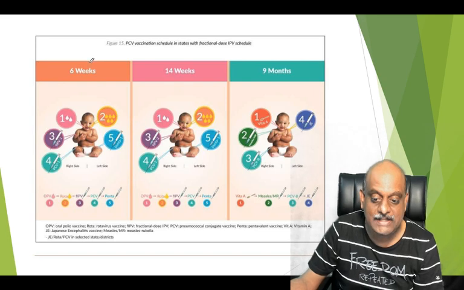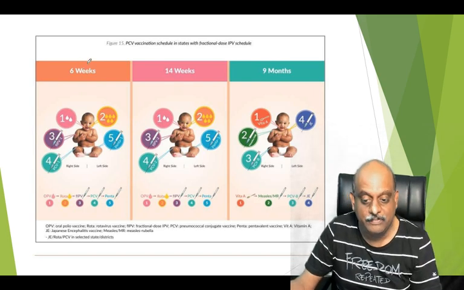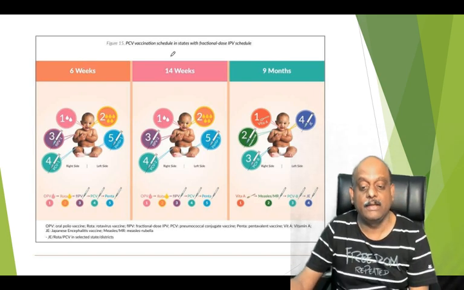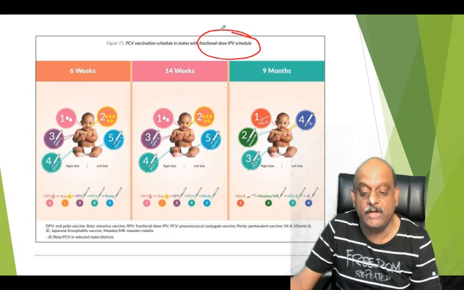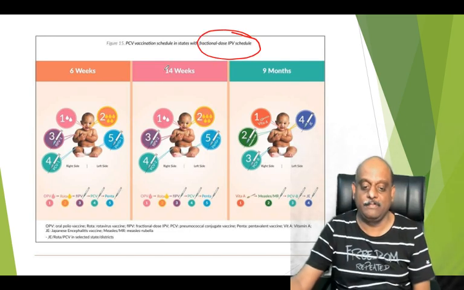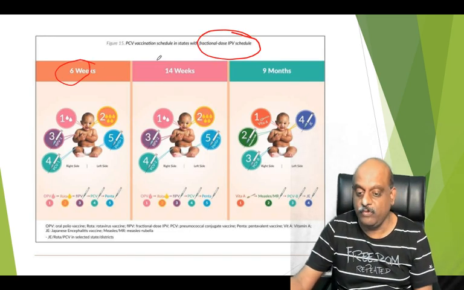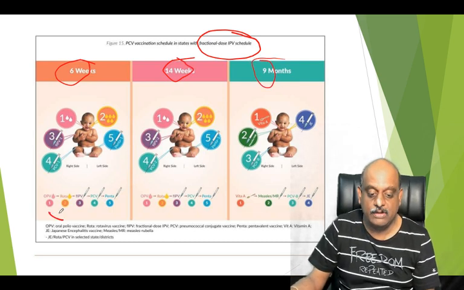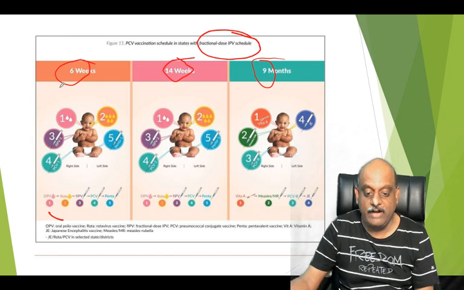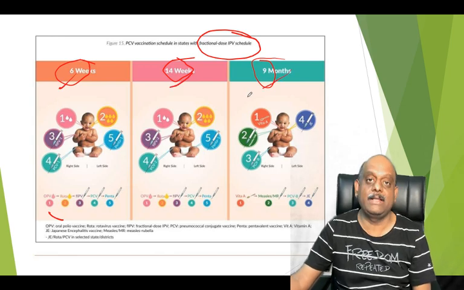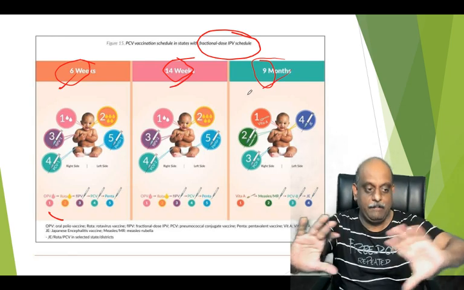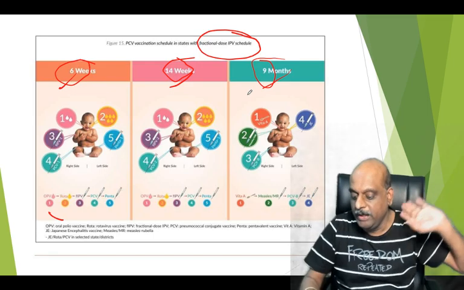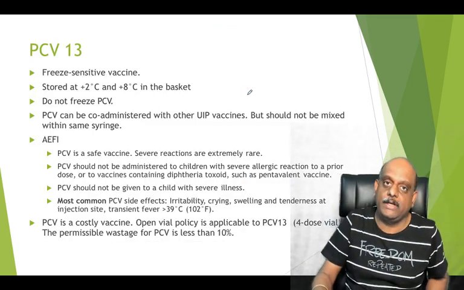So typically the PCV vaccination schedule in the states with fractional dose IPV schedule is 6 weeks, 14 weeks, 9 months. So you should be very sure what are all given at the 6th week, 14th week and 9 months. I leave all these PPTs and literature for you on the online MBBS.com, doctor.